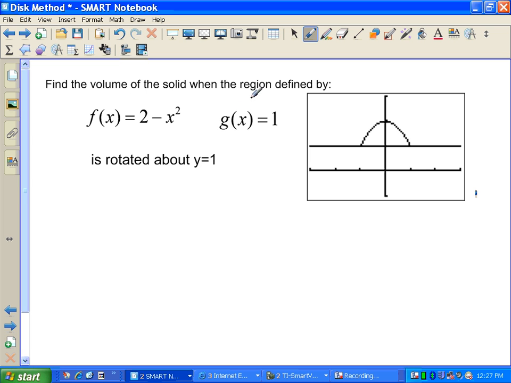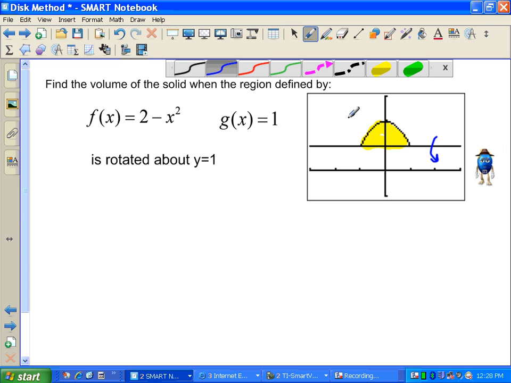Find the volume of the solid when the region defined by, in this case, 2 minus x squared, which is this, and y equals 1. Okay, this whole region right in through here, all of this stuff. Well, let me get the highlighter out. This region is what we're rotating, and we're rotating it about that line. Okay? So just again for the visual, what's that look like? Maybe it looks like an M&M. I don't know. It looks like a peanut M&M if we take this. I did it in yellow, so that would be the peanut guy.